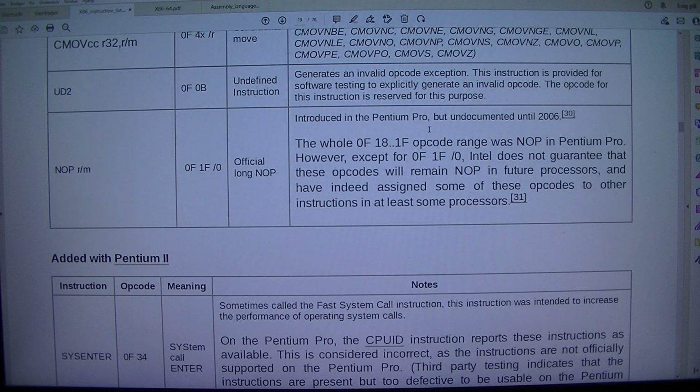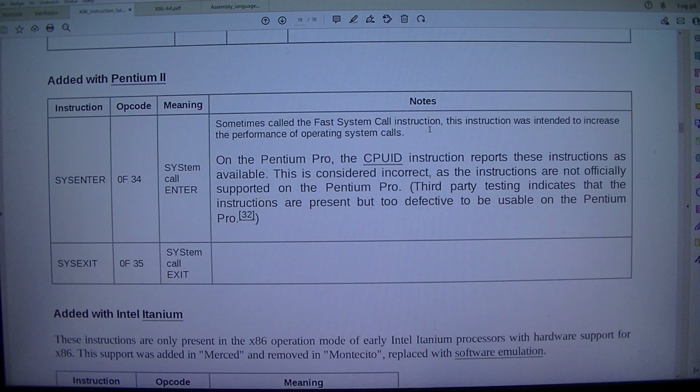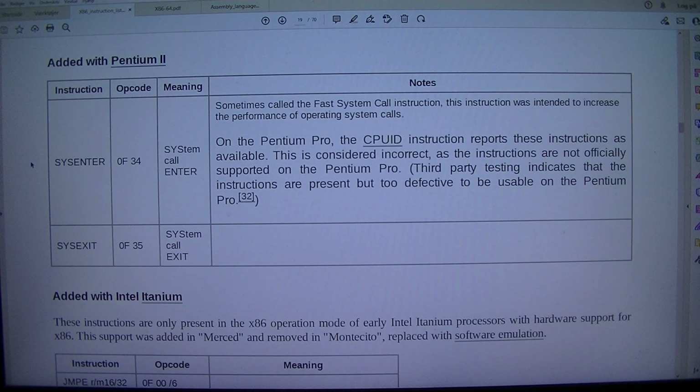31. Added with Pentium 2. SYSENTER, 0F34, sometimes called the fast system call instruction. This instruction was intended to increase the performance of operating system calls. On the Pentium Pro, the CPUID instruction reports these instructions as available. This is considered incorrect, as the instructions are not officially supported on the Pentium Pro. Third-party testing indicates that the instructions are present but too defective to be usable on the Pentium Pro.